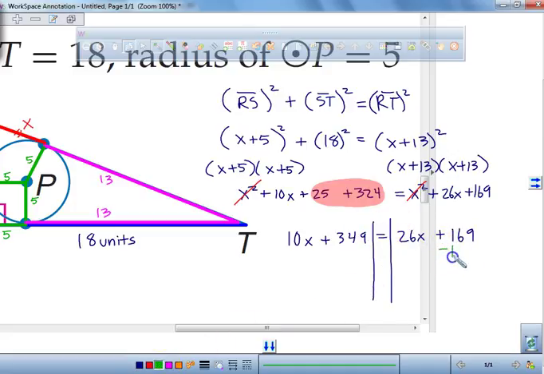Okay, subtract 169 from both sides. Subtract 10x from both sides. So this zeroes out. What is 349 minus 169? What is it? And what's that equal to? 16x. Divide this by 16. Divide this by 16. And what does x end up being?